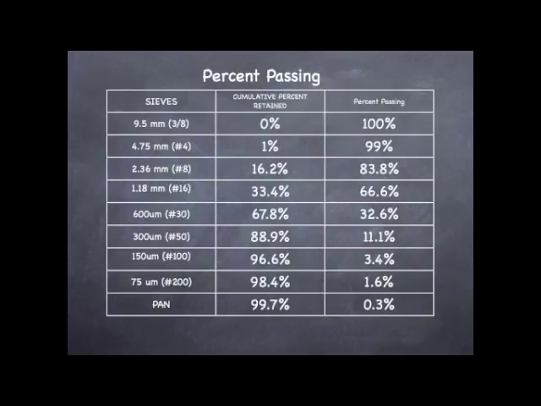We can now calculate our percent passing. To get our percent passing is actually quite simple. It is the inverse of the cumulative percent retained. Therefore, on the first sieve, if 0% was retained, then 100% must have passed. And on the 4.75 millimeter sieve, if 1% was retained, then obviously 99% must have passed, and so on.